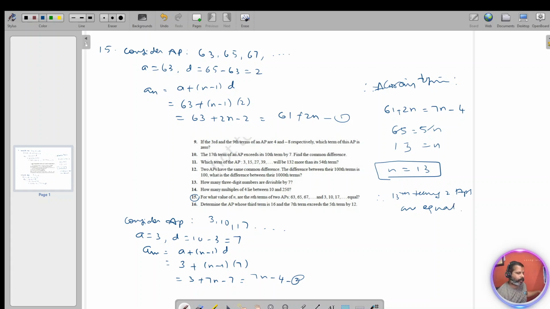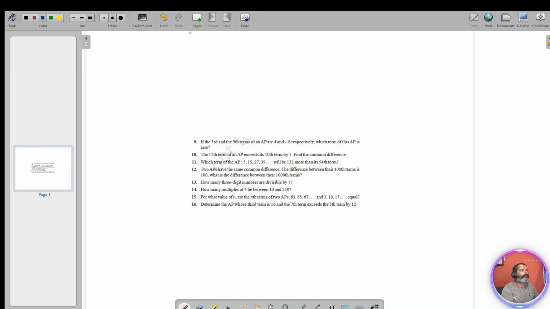Okay. We'll see the last question in this class. 16th one. Determine the AP whose third term is 16. Seventh term exceeds fifth by 12. That means what they have given is third term is 16. Third term is 16. Seventh term exceeds fifth term by 12. That means A7 exceeds A5 by 12.